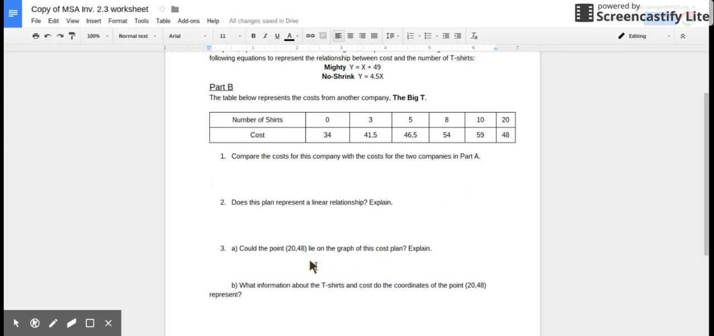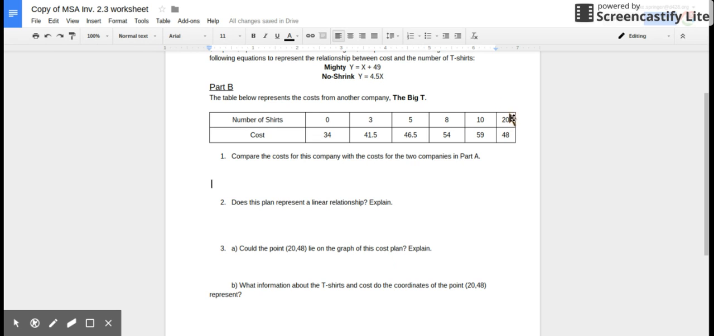So the question is really asking, for 20 shirts, would it cost $48 with Big T's table? Would it make sense for the cost to be $48? So you have to look at this table and explain why you think (20, 48) works with this table or not. And then what information about the t-shirts and cost do the coordinates of the point (20, 48) represent?